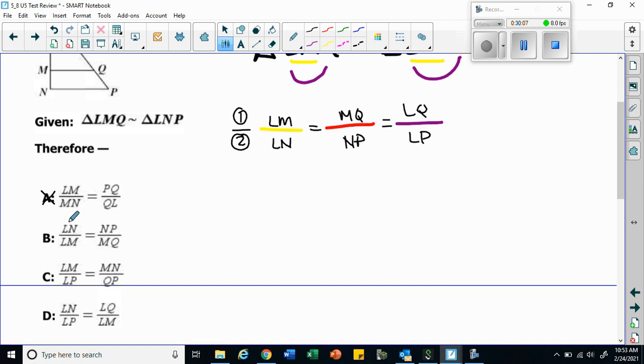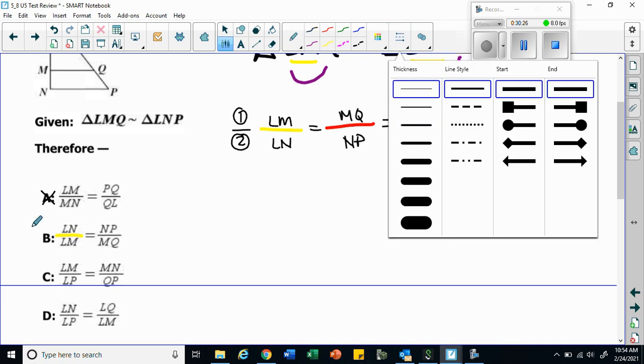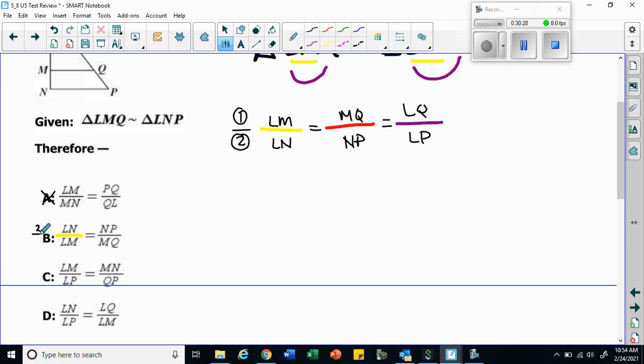Let's go to this one. What about LN? So I see an LN. What about LM? I see that. So they're the same color. So what I'm going to do is mark this as being the same color. Now I want to look at the order in which they put them. So LN is for my second triangle. So I'm going to put 2 on top and 1 on the bottom. So the first triangle's on top, the second triangle's on the bottom.